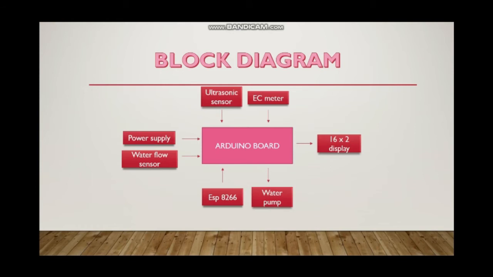Firstly, for the block diagram, we use Arduino Mega for our controller. We have a few input and output sensors for this project. The most important sensor that we use is the EC meter. The EC meter is used to measure the concentration of the fertilizer in the main tank. Next, we use an ultrasonic sensor. The ultrasonic sensor is used to measure the level of water in the main tank.